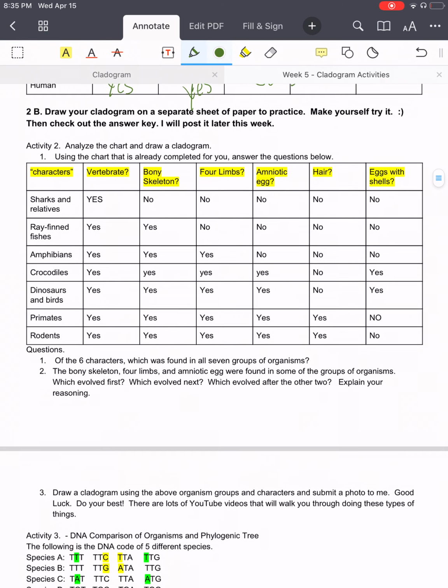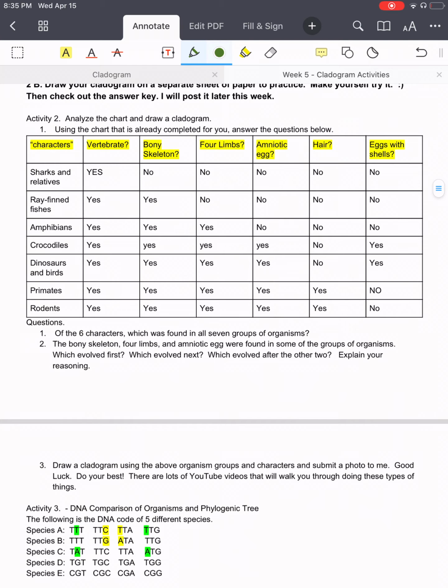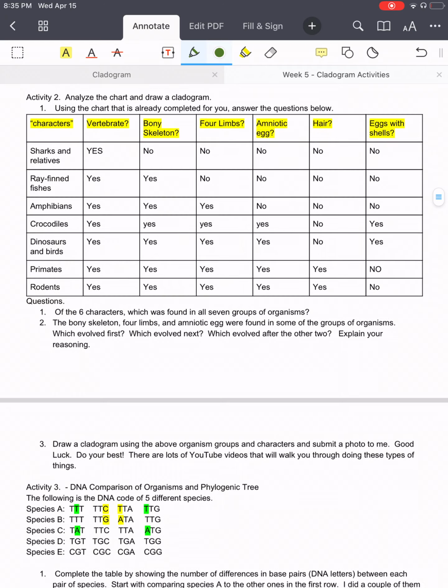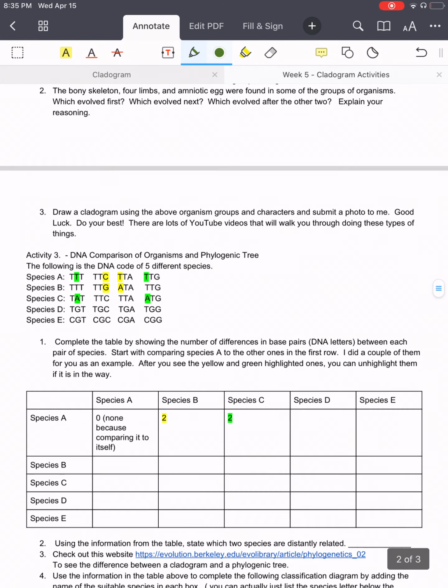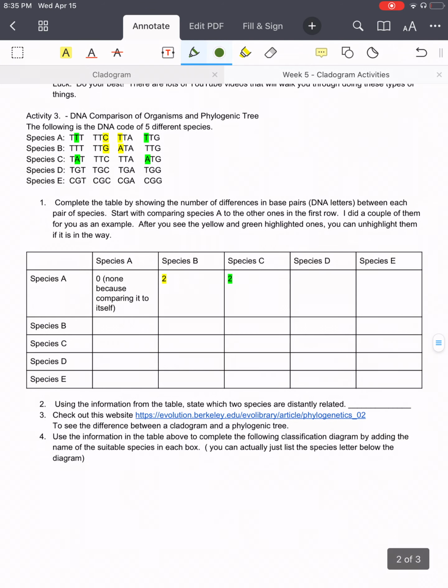Let's look here at part 2. If you can do part 1, I think you'll be okay with part 2. You just have to answer the 2 questions here with some reasoning and then draw another cladogram to the best of your ability. Activity 3 is what people have the most questions on right now, and once I explain it, it'll be really simple, I promise. Okay, so you're going to look at these 5 species and their DNA sequence.